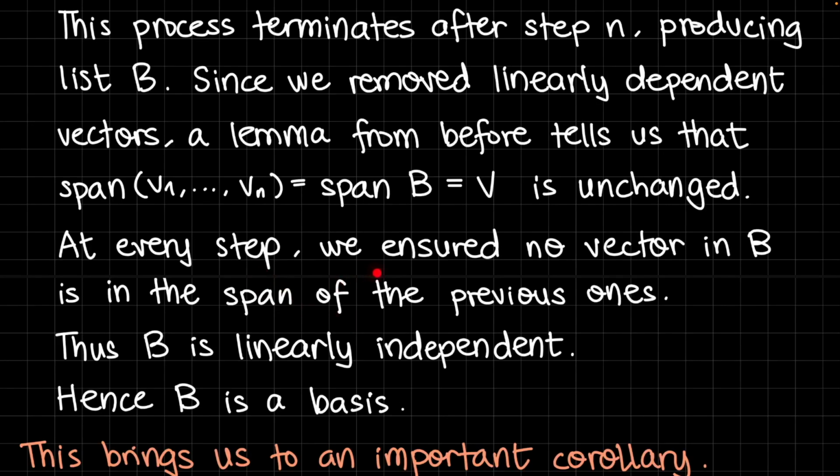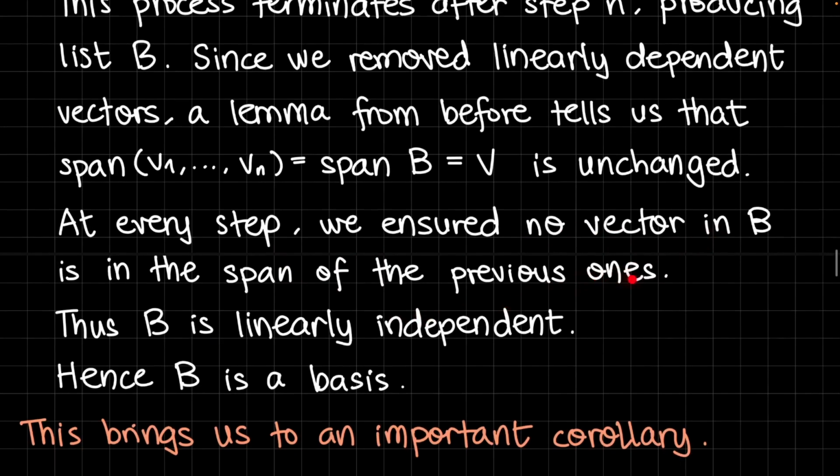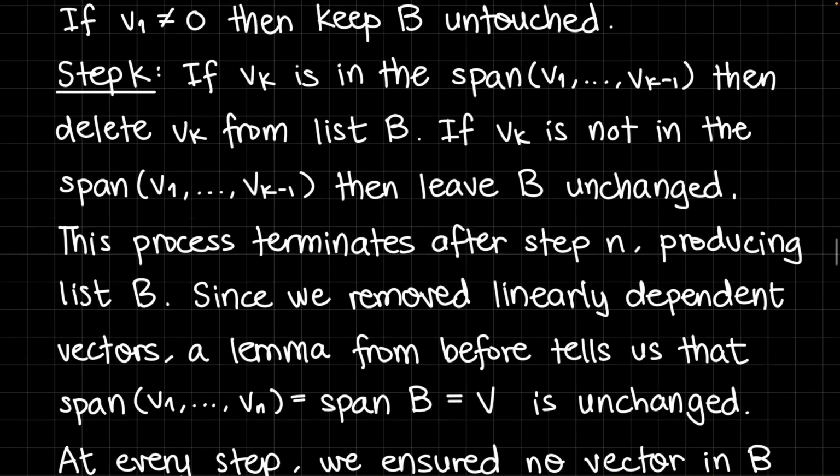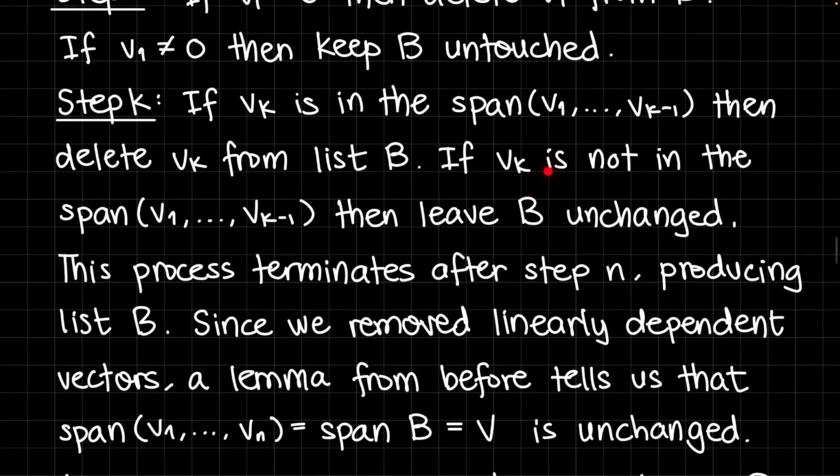So at every step, we ensured no vector in B is in the span of the previous ones, just because of the way this process works. And because of that, we end up with the final list B, which is linearly independent. Because we gave no chance for linearly dependent vectors to remain in B. We kept removing them. We kept checking if any vector was in the span of the previous ones. If it was, we removed it. If it wasn't, we kept it.